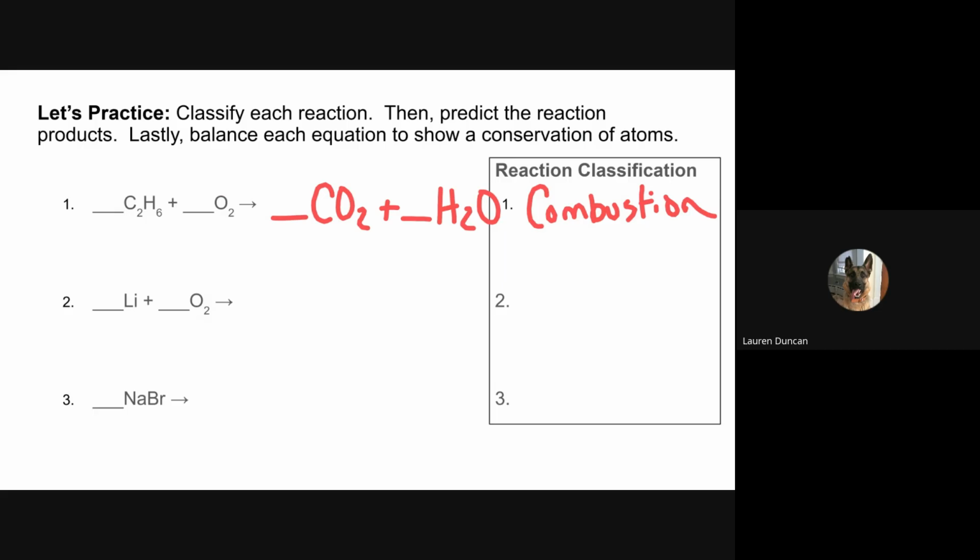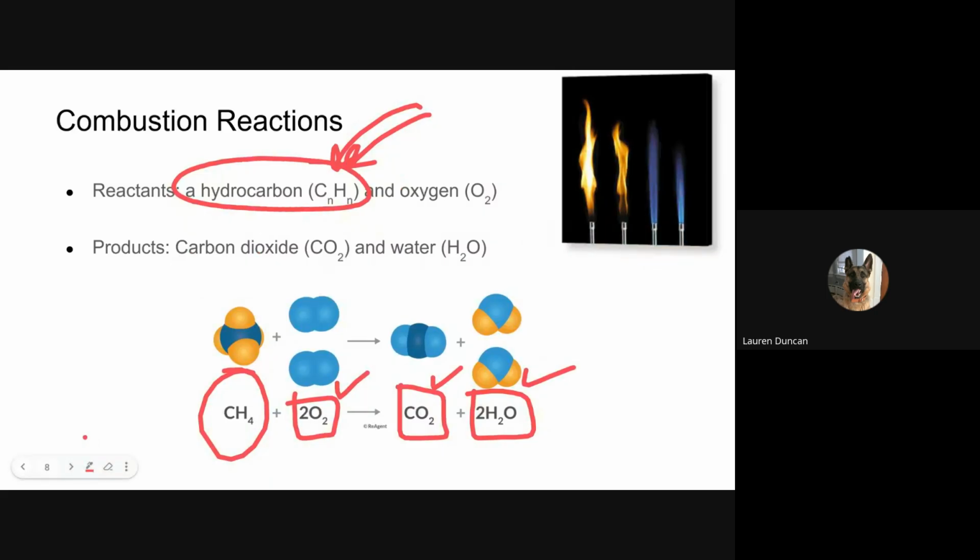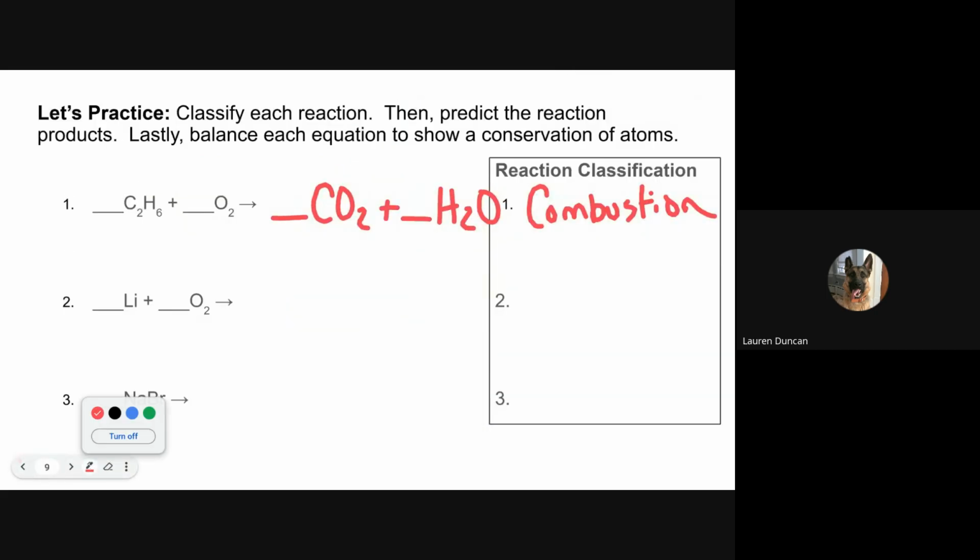So now just bear with me here, because we're going to have to change some stuff. Let me see if I can, whoopsies, did not mean to do that. All right, so I guess I have one thickness of pen to work with. All right, I'll start with red. So you look over here on the left, there's 2 carbons. There's only 1 carbon on the right. So we'll put a coefficient of 2 here to balance the carbons.